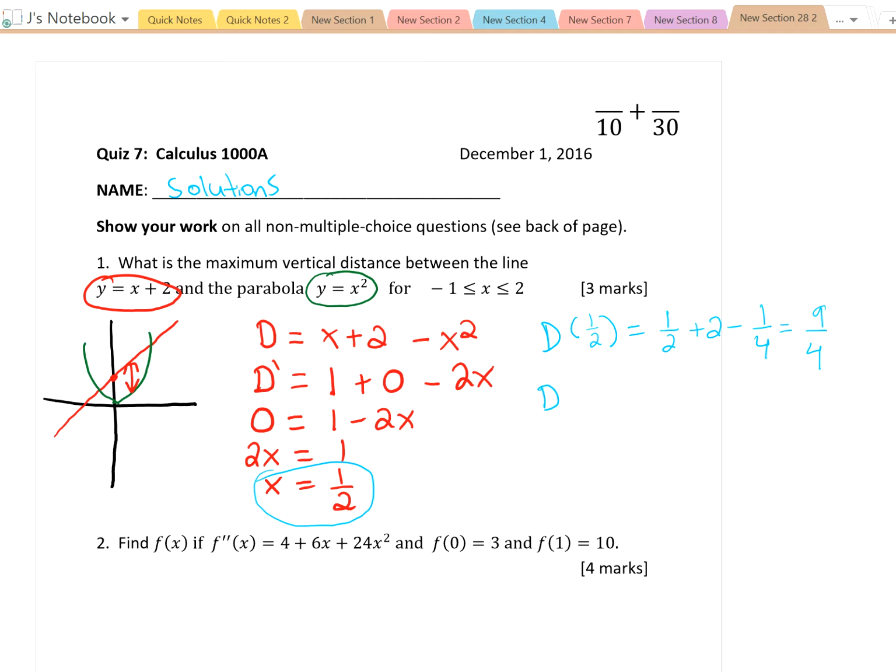Okay, we also have to check at the endpoints. Check at negative 1. We're going to get negative 1 plus 2 minus 1. That's a vertical distance of 0. That's one of the points where the two curves cross. And then we'll check at 2. That will be 2 plus 2 minus 2 squared, which is 4, also 0, another crossing point. So the max is at 1/2, comma, 9 over 4. You could also do a second derivative test to confirm that this is a max.